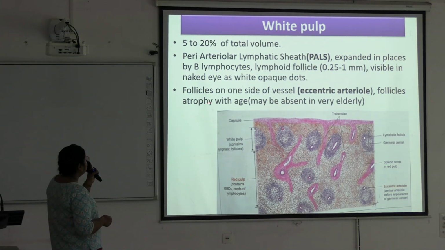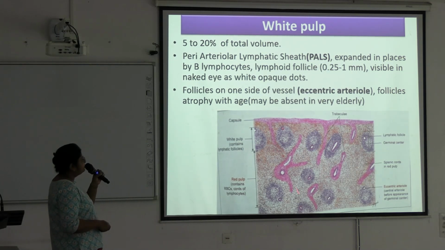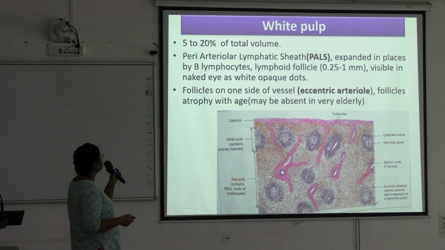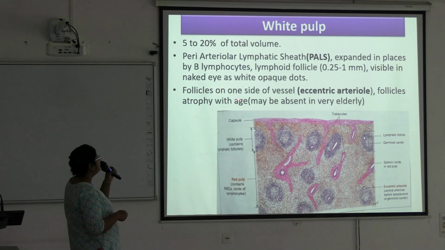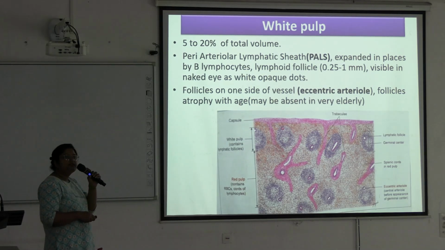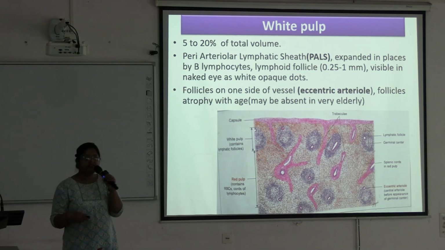Here you can see the follicles and this periarteriolar lymphatic sheath. In some sheaths the germinal center is absent, and in some sheaths this light area is known as the germinal center. Here the B cells are proliferating. Follicles lie on one side of the vessel, that is the eccentric arteriole, and follicles atrophy with age and may be absent in very elderly age. That's why immunity is decreased in older age.